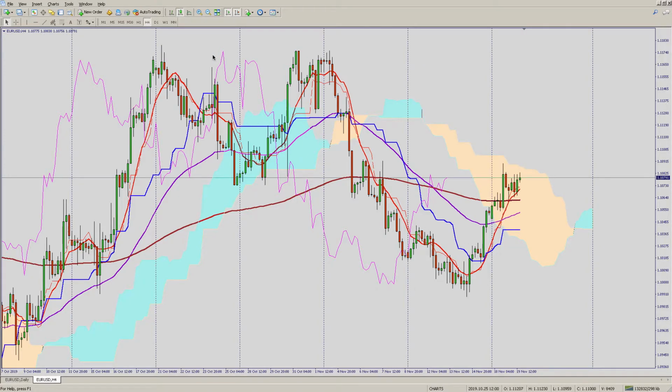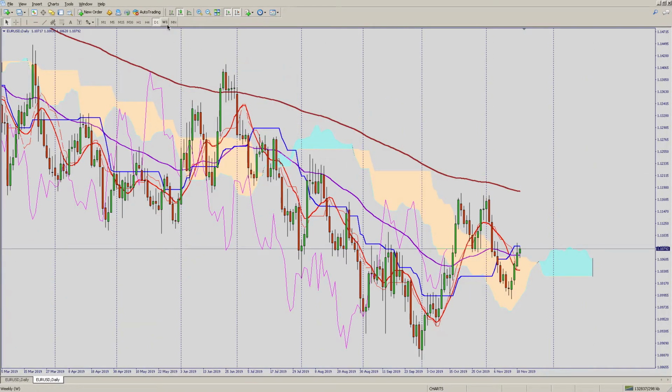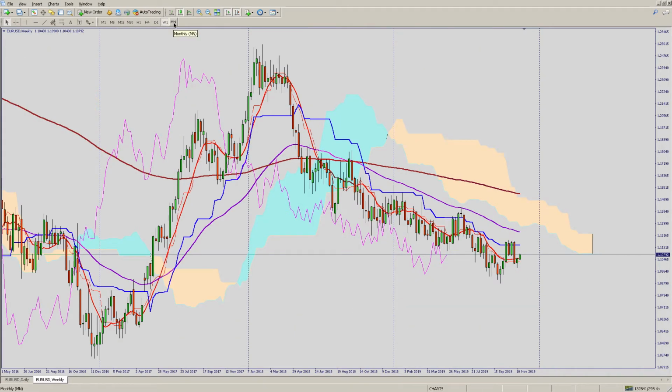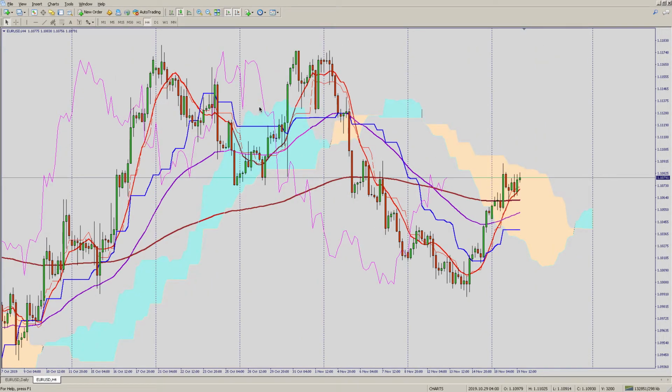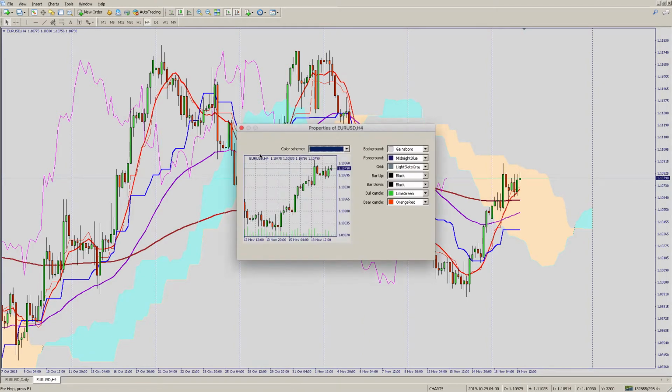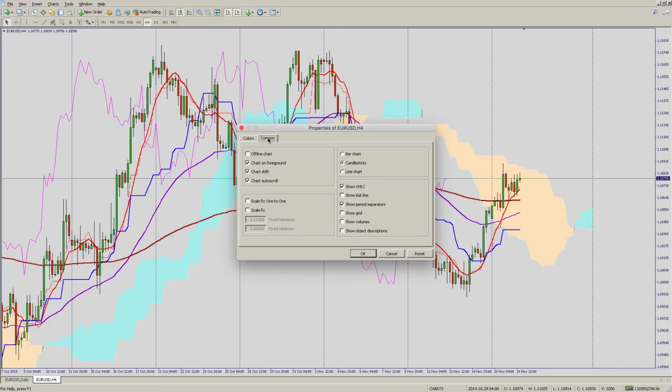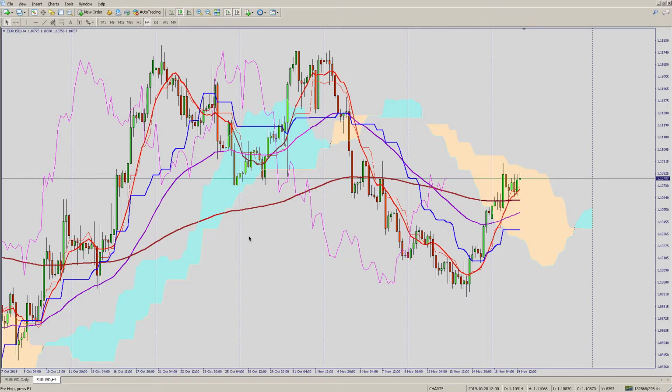All right, so on the daily you'll find the Ichimoku as well, weekly and monthly, but if you go down to the 1 hour, no, it's not there. You can use other indicators. And one of the properties that I mentioned, if you go to the common tab, that's the chart on the foreground. If you untick that, you'll see that the bar charts or the candlesticks is actually behind this main indicator.